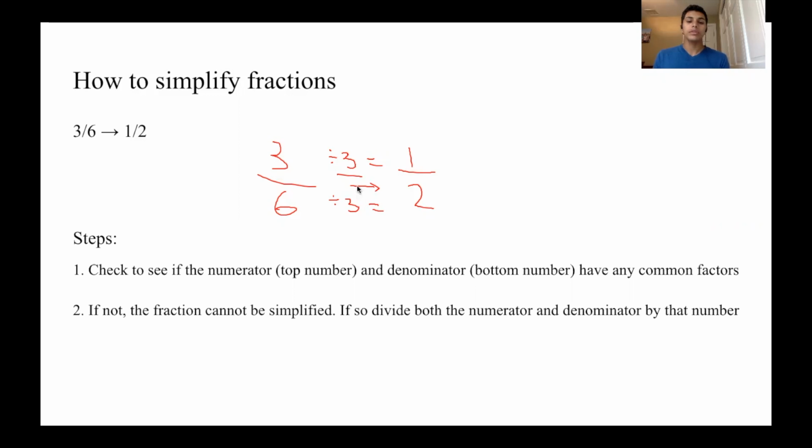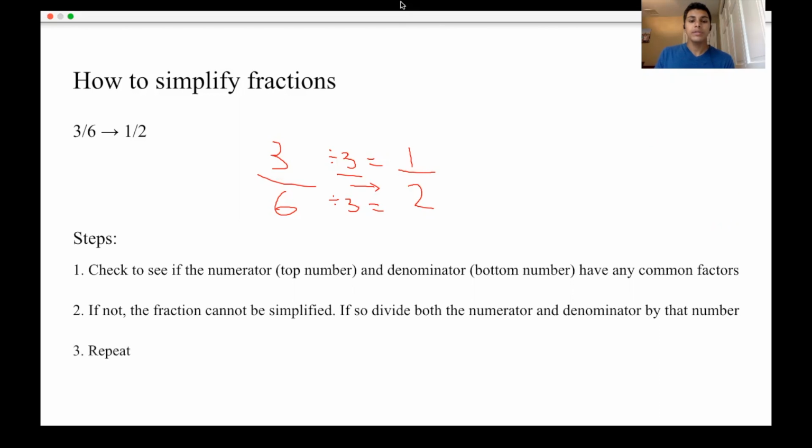But other numbers than 1, if they don't have any of those in common, then that's what we call a simplified fraction. But if they can be divided by the same number that's not 1, then that's how you simplify it. And the third step is to repeat.